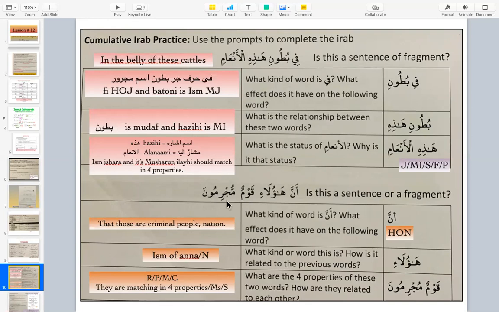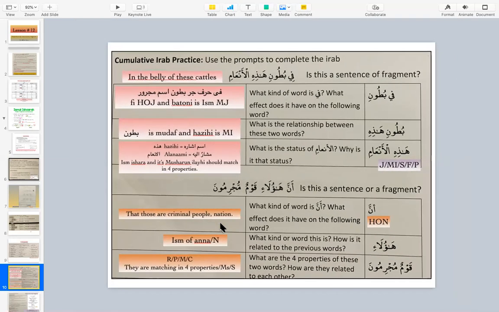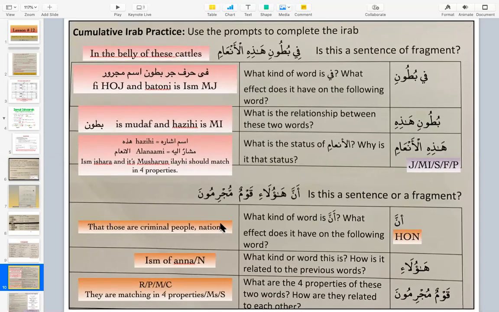Now let's check the mujrimun. So mujrimun is our rafa una combination. So mujrimuna is plural, mujrimuna is masculine, mujrimuna is common. So that means that they could be our mausuf sifa fragment. So how are we gonna translate qawmun mujrimun? Criminal nation. So anna haulai, those are criminal nation, or corrupt nation, you can say.